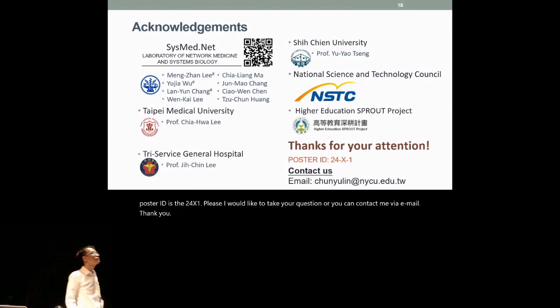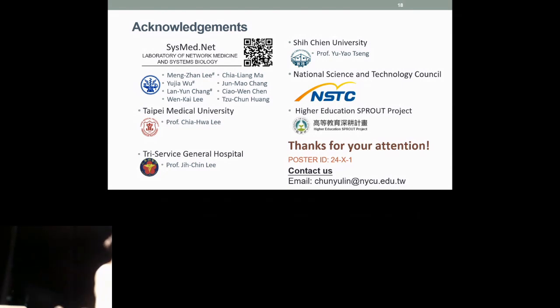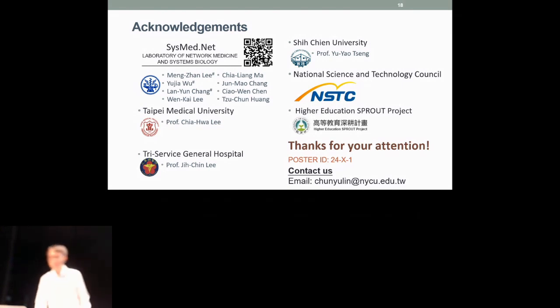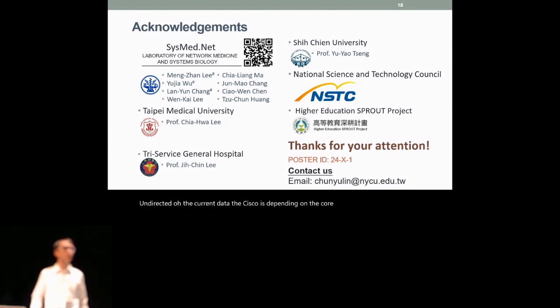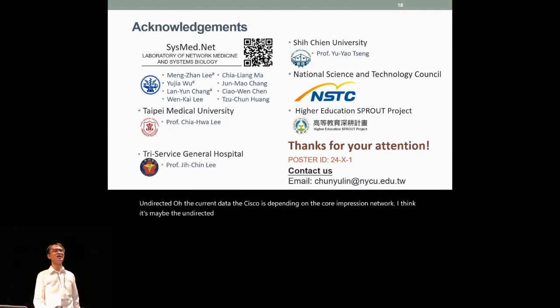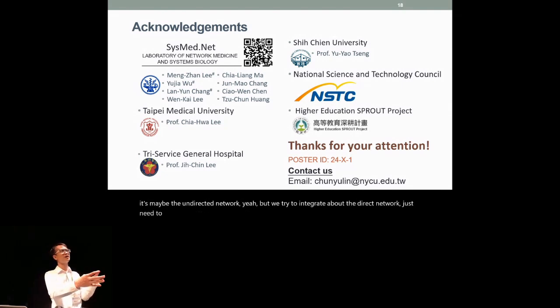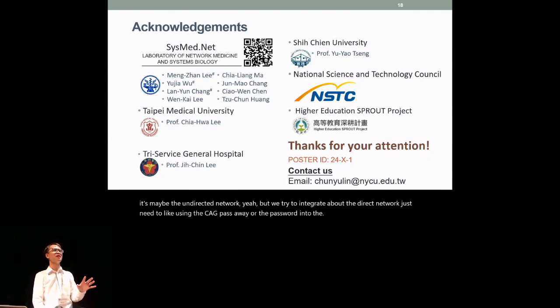Okay, I have a question. Can G-score work for both directed and undirected networks? Currently, G-score depends on the correlation network, so I think it's an undirected network. But we try to integrate directed networks, just by using the KEGG pathway or Reactome pathway in the network. Currently it's an ongoing project, so we have not yet tried the directed network. But we believe a directed network can improve the performance because it's closer to the pathway. Okay, thank you.